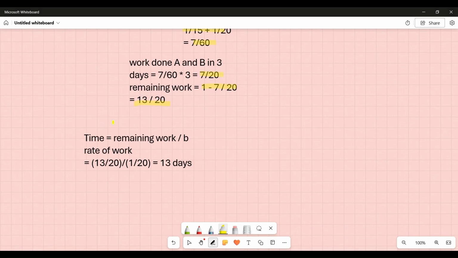So A left the work after 3 days. Now we need to find the number of days required by B to complete the work. So we put the formula: time equals remaining work upon B's rate of work. After putting in the values, 13 upon 20 divided by 1 upon 20, it comes around 13 days. So 13 days are required for B to complete the remaining work.